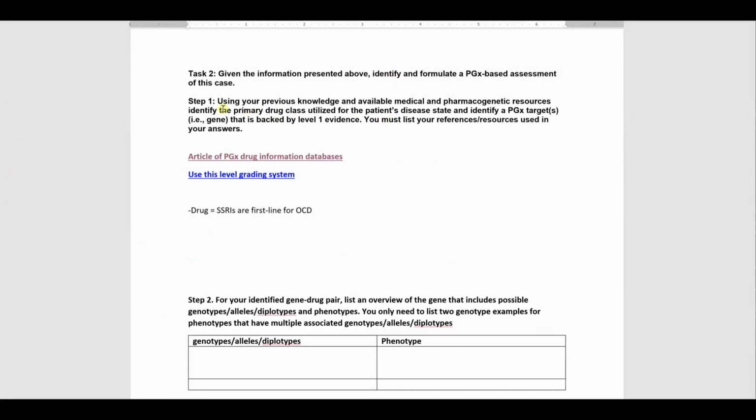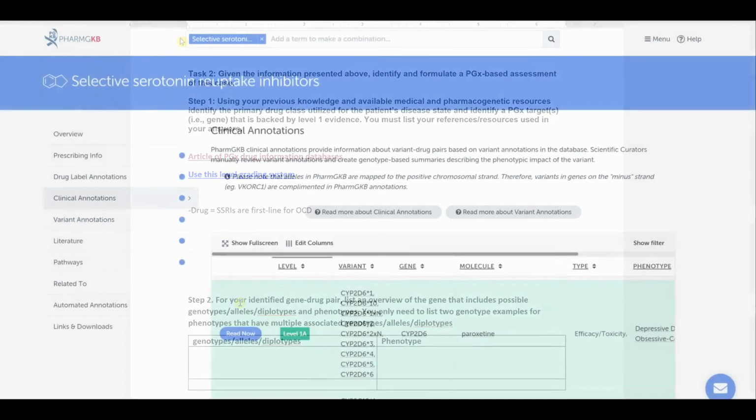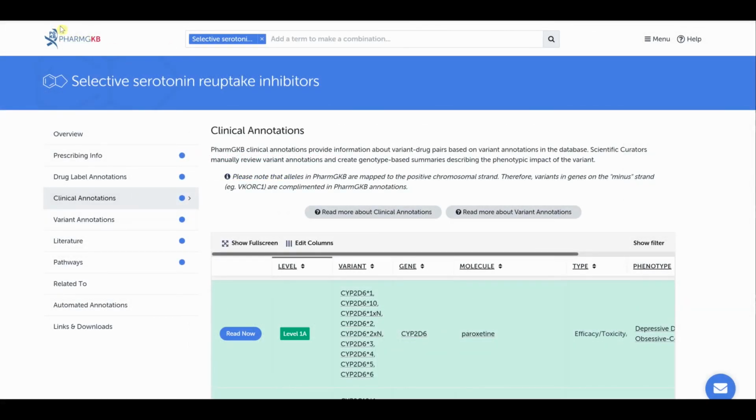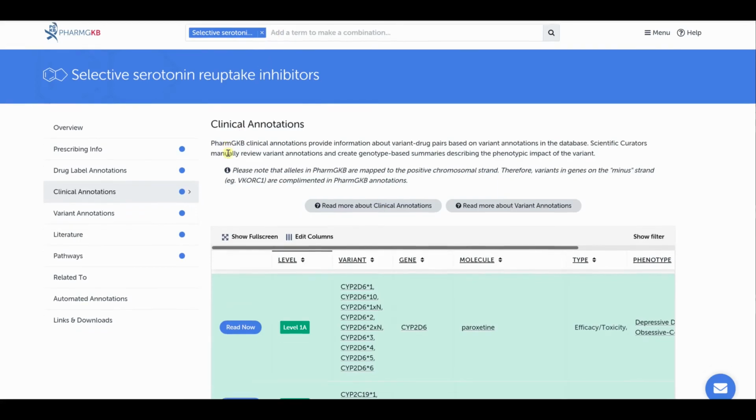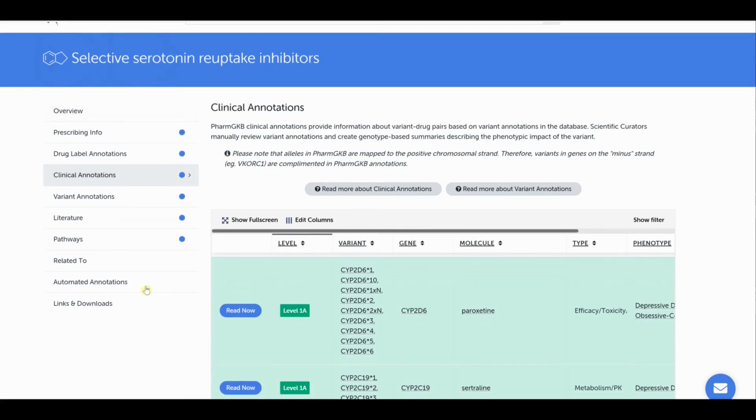Okay, so identify the primary drug class utilized for a patient's disease state and identify some pharmacogenetic target or targets that are backed by level 1 evidence. So given that I told you what databases to go to, let's go ahead and go to them and see what pops up. So if we go to PharmGKB and we actually just type in selective serotonin reuptake inhibitors, it'll bring you to an overview page on this class of medications, very handy here.